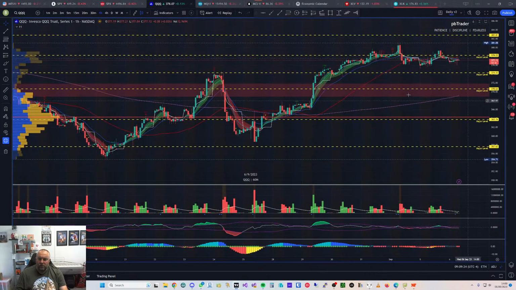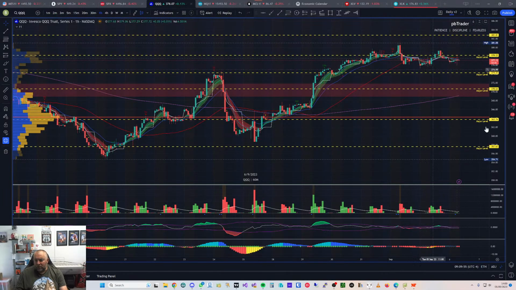Looking at Qs, same as SPY, we've got this area and it came into play here as well. So potentially we could see a bounce at 474.32. We've got the tops of these candles here, which is 379.30 as a potential rejection.